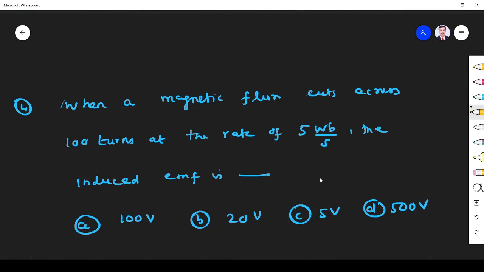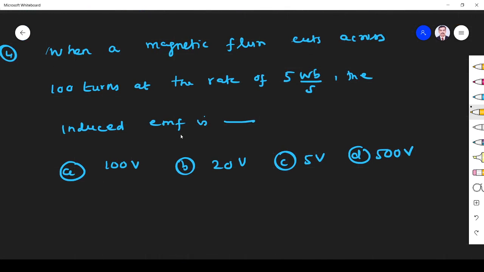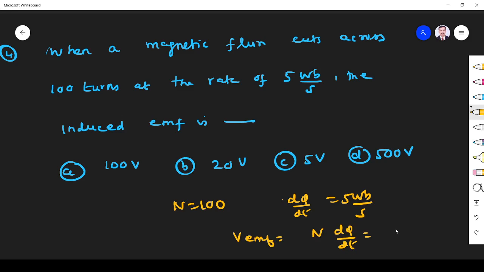Okay. Next one, when a magnetic flux cuts across n turns, that is n is equal to 100 turns, at the rate of flux 5 Weber per second, right? So d phi by dt is equal to 5 Weber per second. What is the induced EMF? Induced EMF V is equal to n d phi by dt. So 100 into 5, so 500 volt. So option D is the right answer.